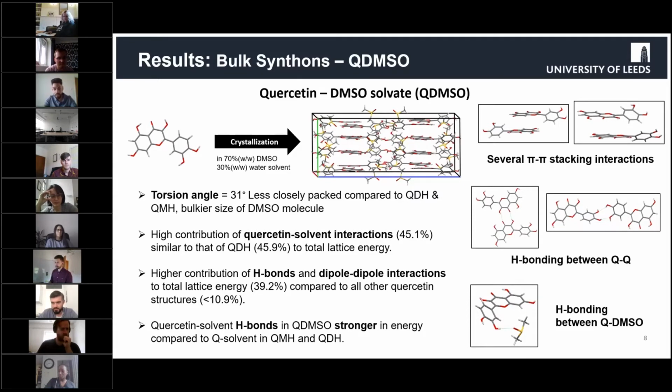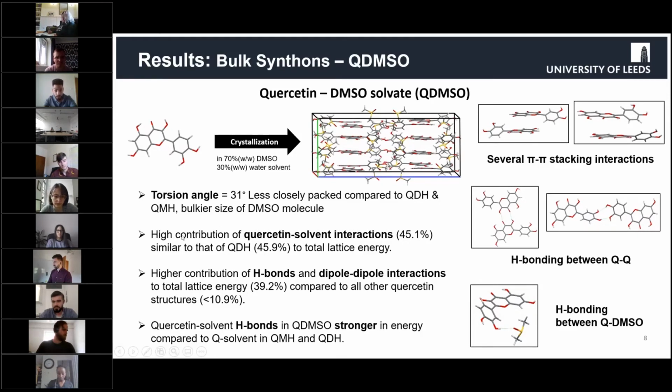Because in the two hydrate structures, the water molecule can position itself around the hydroxyl groups of the quercetin molecule and satisfy the hydrogen bonding. In the DMSO solvate, since the DMSO molecules are bulkier and all the hydrogen bonding cannot be satisfied just by interaction with the solvent molecules, the quercetin molecule needs to form this torsion in order to form hydrogen bonds also between the quercetin molecules, and in order to facilitate those interactions, this higher torsion angle is assumed.